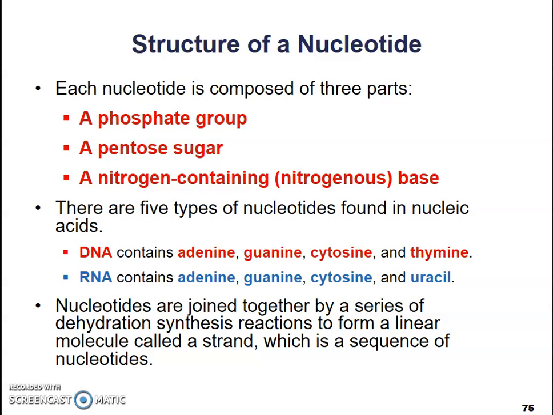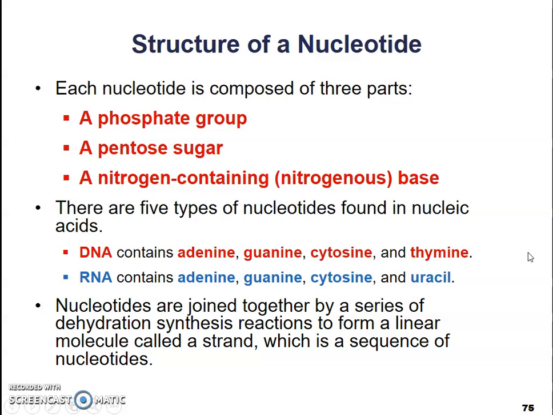The structure of a nucleotide. Each nucleotide has 3 parts. The first part is a phosphate group, a pentose sugar, pentose meaning 5 carbons, and a nitrogen containing or nitrogenous base. There are 5 different kinds of nucleotides found in nucleic acids. There are 4 types found in DNA. They are adenine, guanine, cytosine, and thymine. RNA contains 3 of the same ones, adenine, guanine, cytosine, but they contain something called uracil rather than thymine.